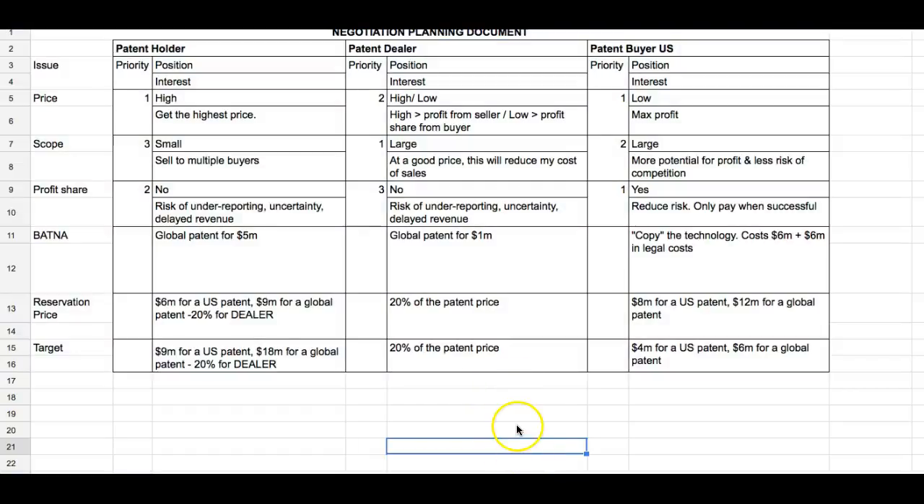Alright, so what is the case today? Like I said, patent holder, patent dealer, patent buyer. As you see here in the negotiation planning document, I have defined 3 issues. Issue 1 is price, of course.